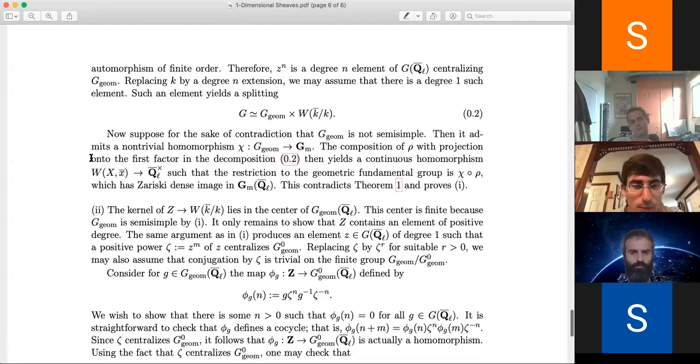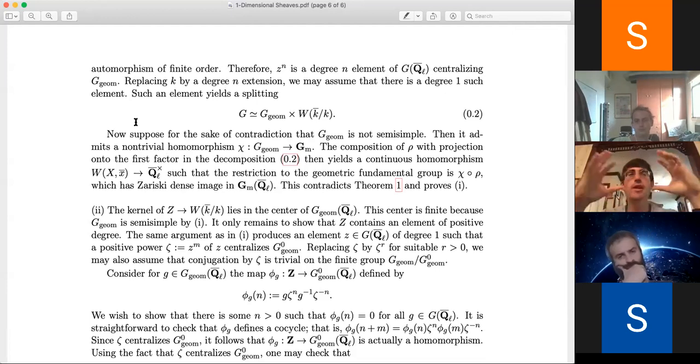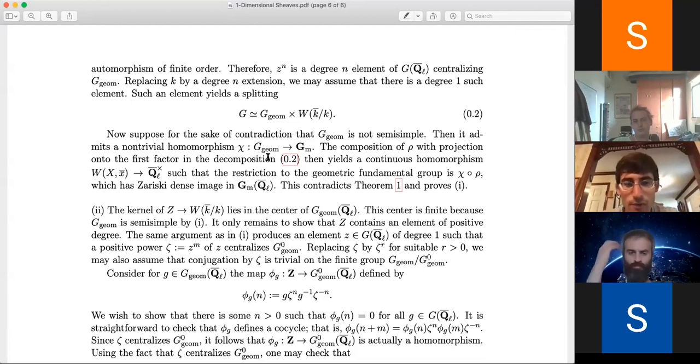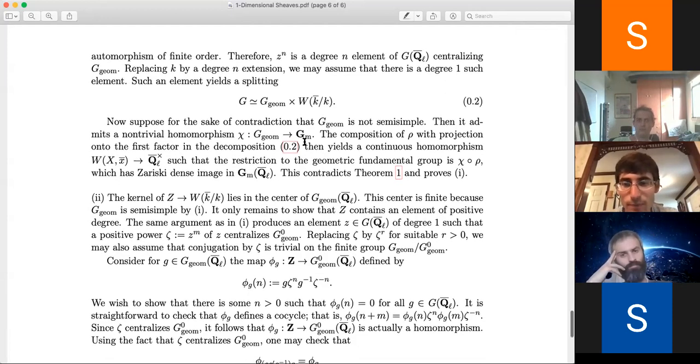Okay, now suppose for the sake of contradiction that the geometric monodromy group is not semi-simple, okay? Then, so, what does it mean to not be semi-simple? It means, this is one equivalent definition, that there's a non-trivial homomorphism from this group to GM. Okay, this connected group, we assumed it was connected. Remember, we made some reduction. From this connected group to GM. So now, if you compose rho with projection onto the first factor in this decomposition, right? So that's a map from the Weil group to the geometric monodromy group, which restricted to geometric monodromy is the identity.